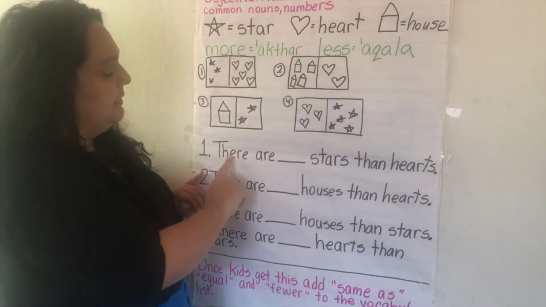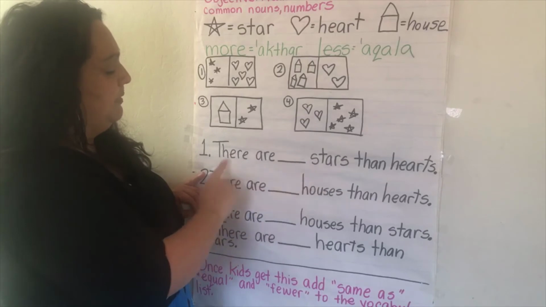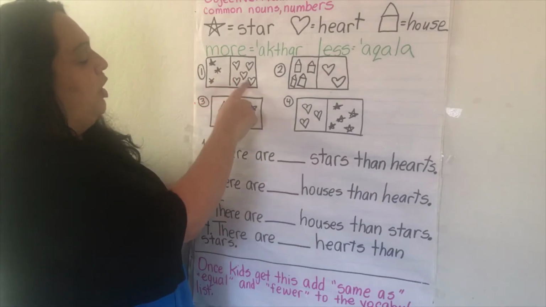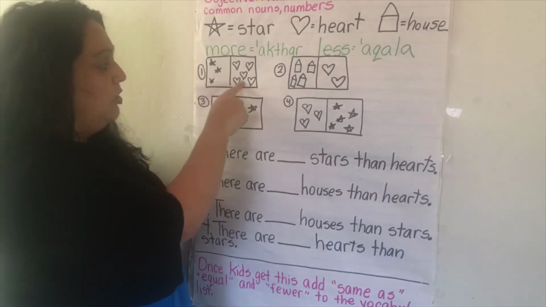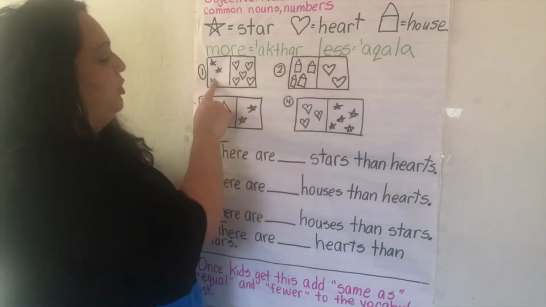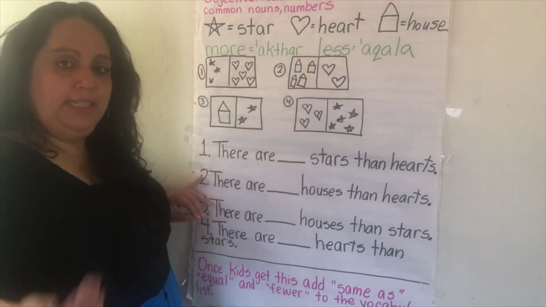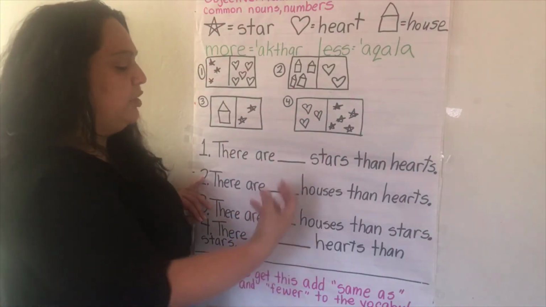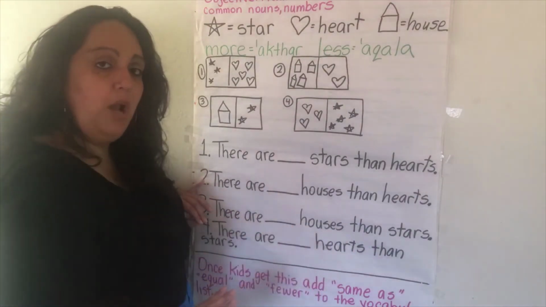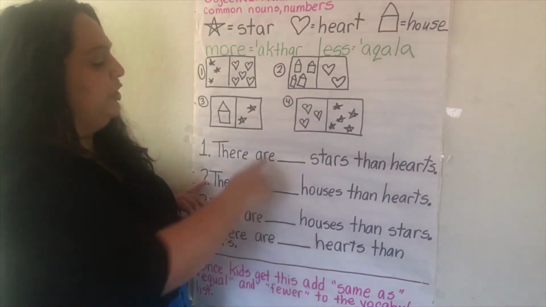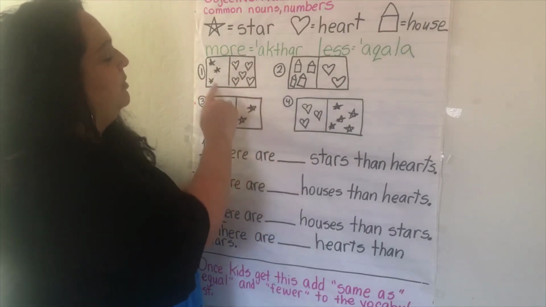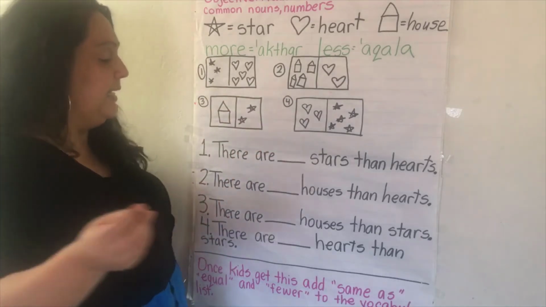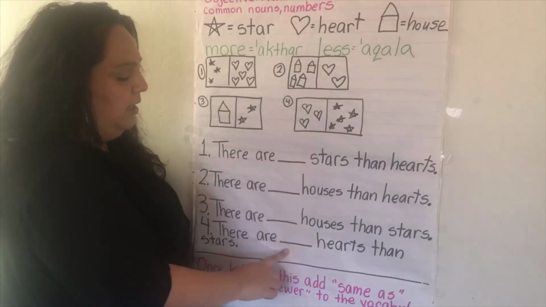Then you're going to go down to the sentence where it says, there are blank stars than hearts. Are there more stars than hearts, or are there less stars than hearts? If they need some help with that, you could help them. But really for this exercise, try to scaffold it so they're eventually doing the ones toward the bottom by themselves. Then you're going to fill this in. If you want, you could also write the numbers. So for 3, you could write the number 3, and you could also write the word three, however you want to extend it. Then you're going to fill in all of the blanks.